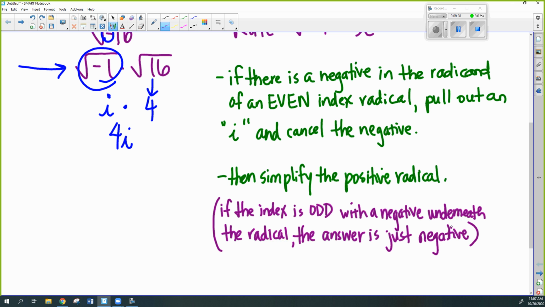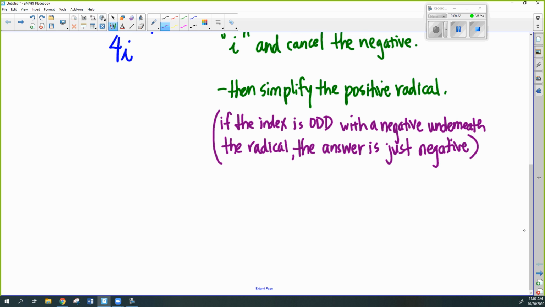Okay? All right, so I've got a couple of examples for us to look at together. All right, so you know we always like to do some practice. Okay? All right, so let's just start with the square root of -8.